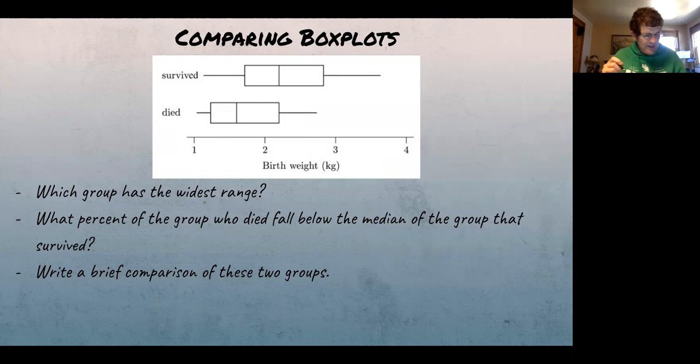All right, and again, I didn't give full context to this. I was really focused more on the displays in themselves, but you can see that this is probably, I would guess, referring to babies and those who survived their infancy and being born and those who died in their infancy. So you can see the birth weight of those who died versus the babies that survived. What percent of the group who died fall below the median of the group that survived?